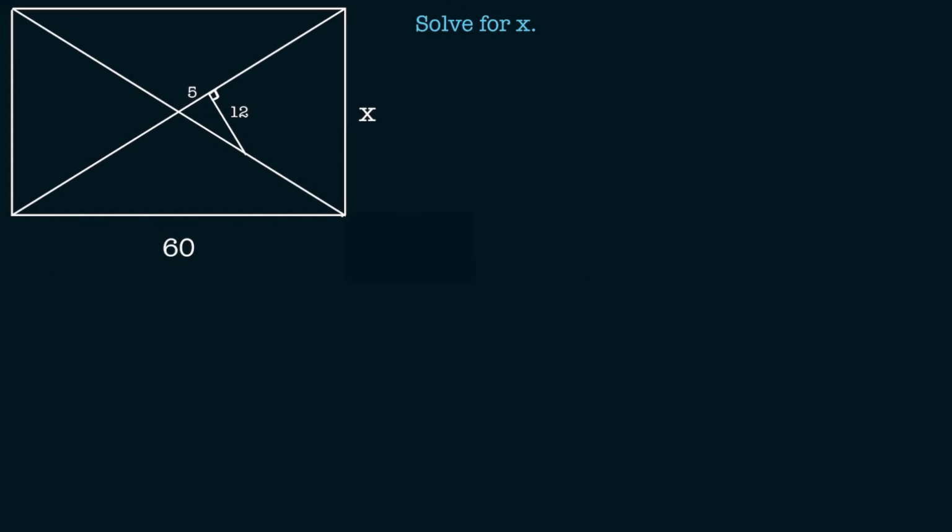Here's today's problem. We have a rectangle with dimensions of 60 and x, with 60 being greater than x, and the diagonals of the rectangle are drawn. We also have a small line connecting one diagonal to another, forming a small right triangle with legs of 5 and 12. We need to find the length of the shorter side of the rectangle.